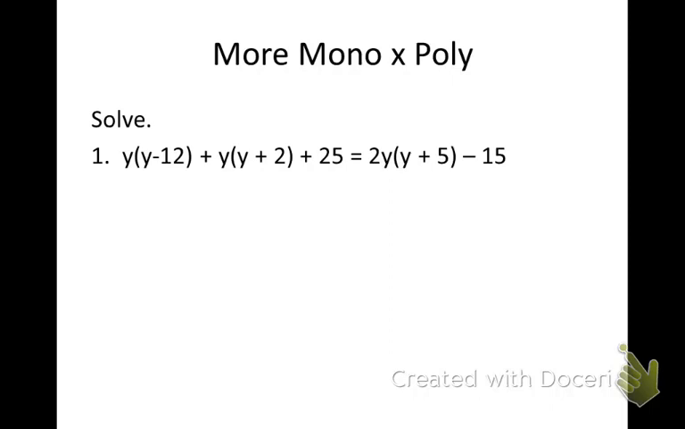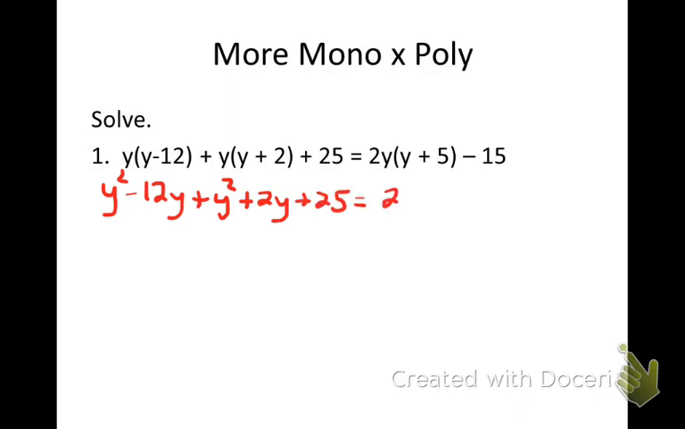So today we're going to continue with monomial times a polynomial. We're going to actually use this in some equations, so we need to remember all the rules we've learned. So distributing here, we're going to get y squared minus 12y plus y squared plus 2y plus 25.